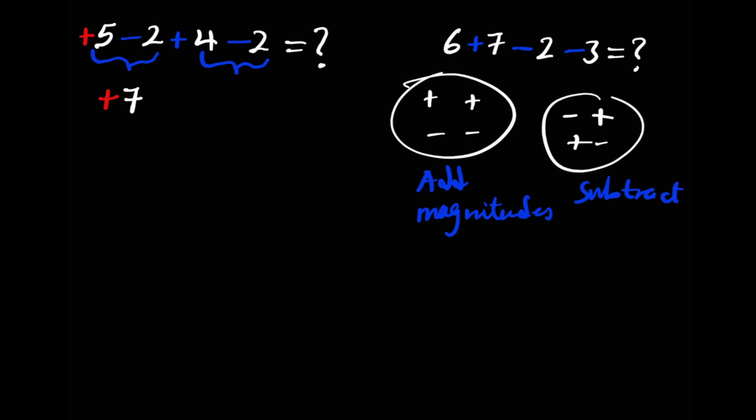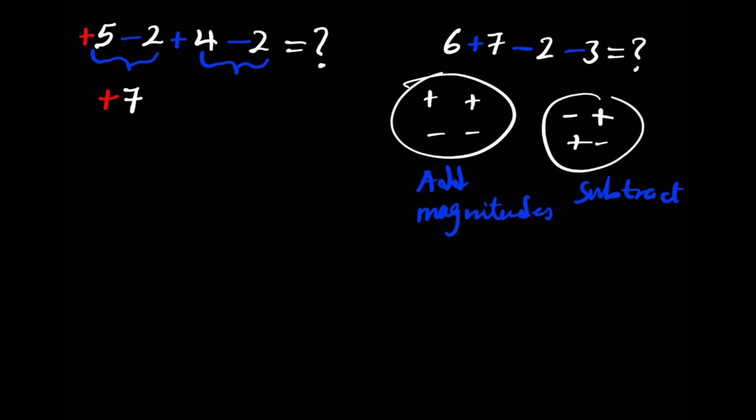Now let's move to the other pairs. We have a plus 4, and then a negative 2, that is minus 2, okay? Now here also is a case where we have different signs. So remember, different signs, we subtract the magnitudes. Let's go ahead and subtract the magnitudes.